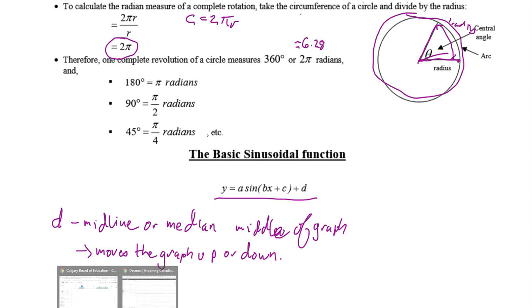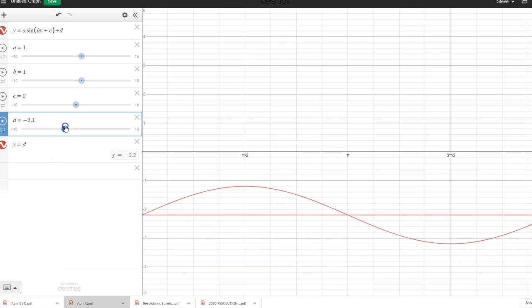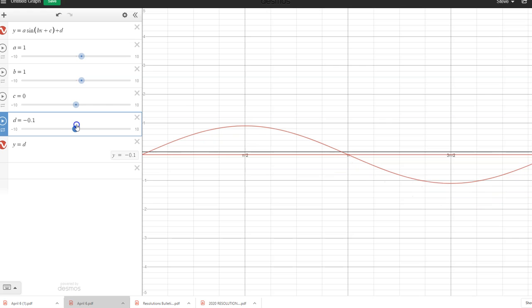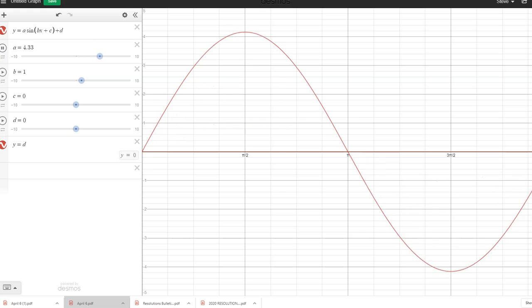Okay, next value we're going to play with is A. So I'm just going to set D back to 0, because you should only play with one number at a time. So I'll leave the midline here. y equals d, that's actually the equation of the midline. And we'll play with A.